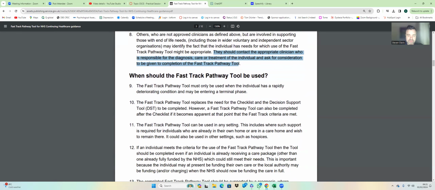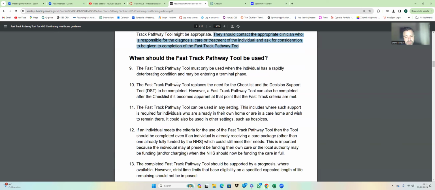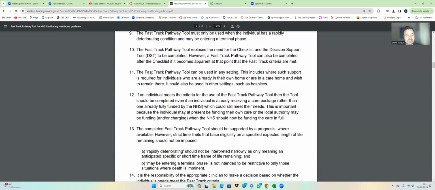So when should the fast track pathway be used? The fast track pathway tool must only be used when the individual has a rapidly deteriorating condition and is entering the terminal phase. The fast track pathway tool replaces the need for the checklist. We've already discussed that. The fast track pathway can be used in any setting. This includes individuals in their own homes, in care homes, and people that wish to remain there, such as the hospice.